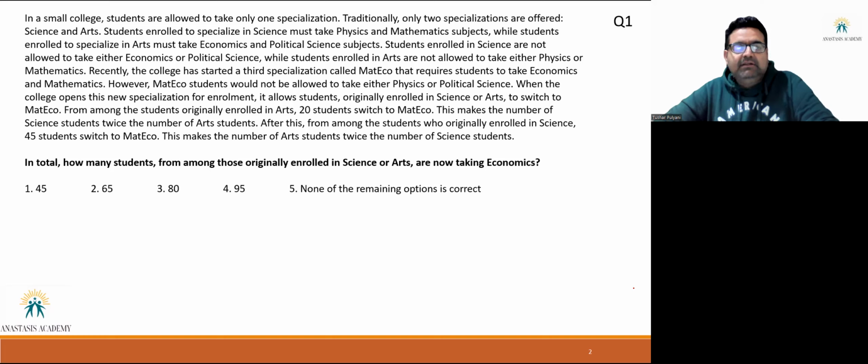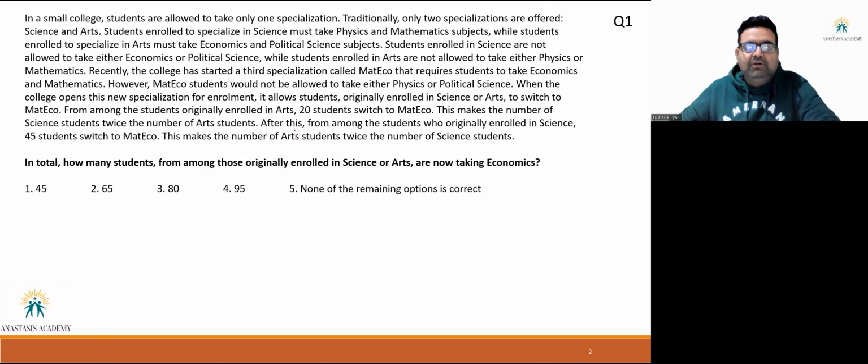Right, so it says that in a small college, students are allowed to take only one specialization. There are two specializations offered: science and arts. Science students take physics, maths, while arts take eco and pol science. Science students are not allowed to take the subjects of arts, and arts students are not allowed, vice versa. Similarly, there is a third specialization, Math Eco, which is a combo, right? It's maths plus eco.